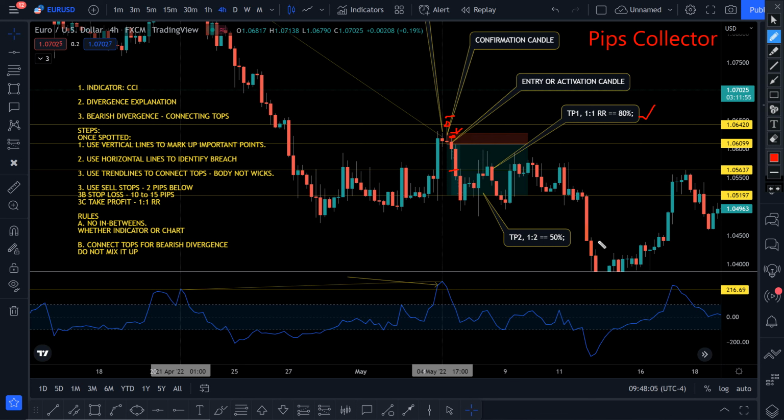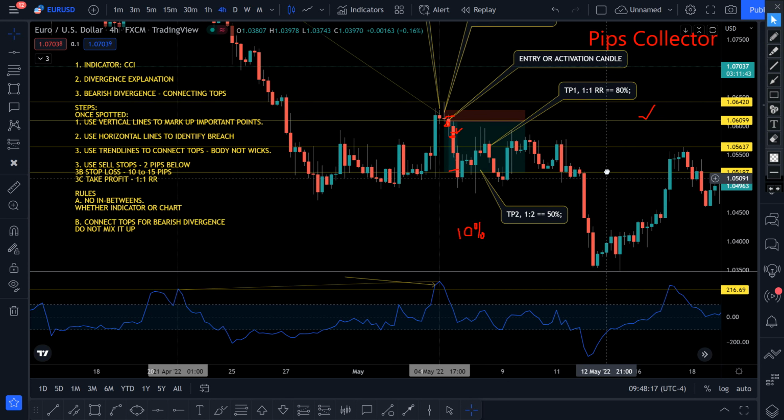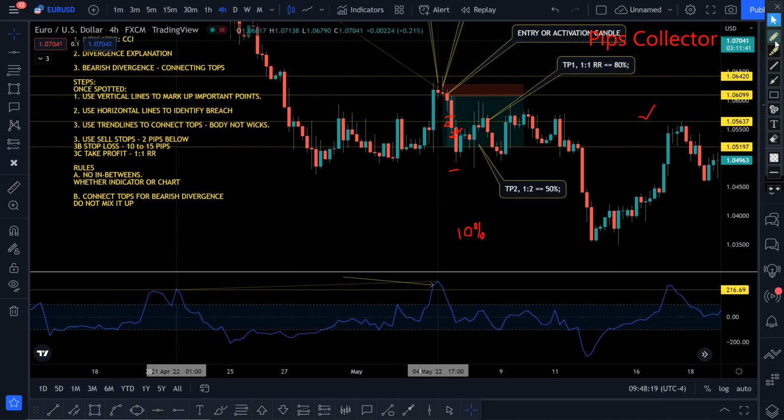If price keeps continuing down like you see here, you close 50% here, so overall you're still left with 10%. Now the question is, since I'm still left with 10%, when then can I close my trade? Will I just leave it running like that until it will come and hit me as stop loss? No. This is what you're going to do.